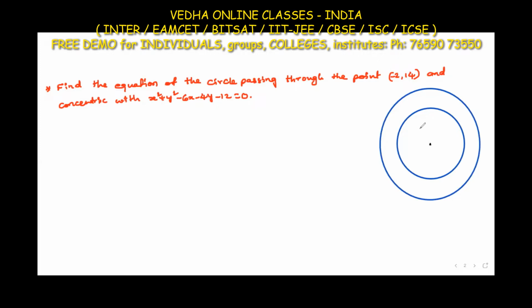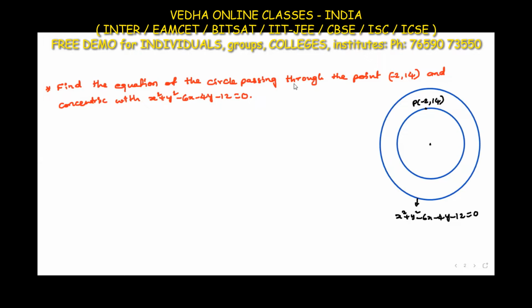Here the center is same but the radius is different. One equation is given: x square plus y square minus 6x minus 4y minus 12 equal to 0. This circle equation is given, and for both of these circles the center is same. And one more thing is given: a point on the other circle, -2 comma 14.